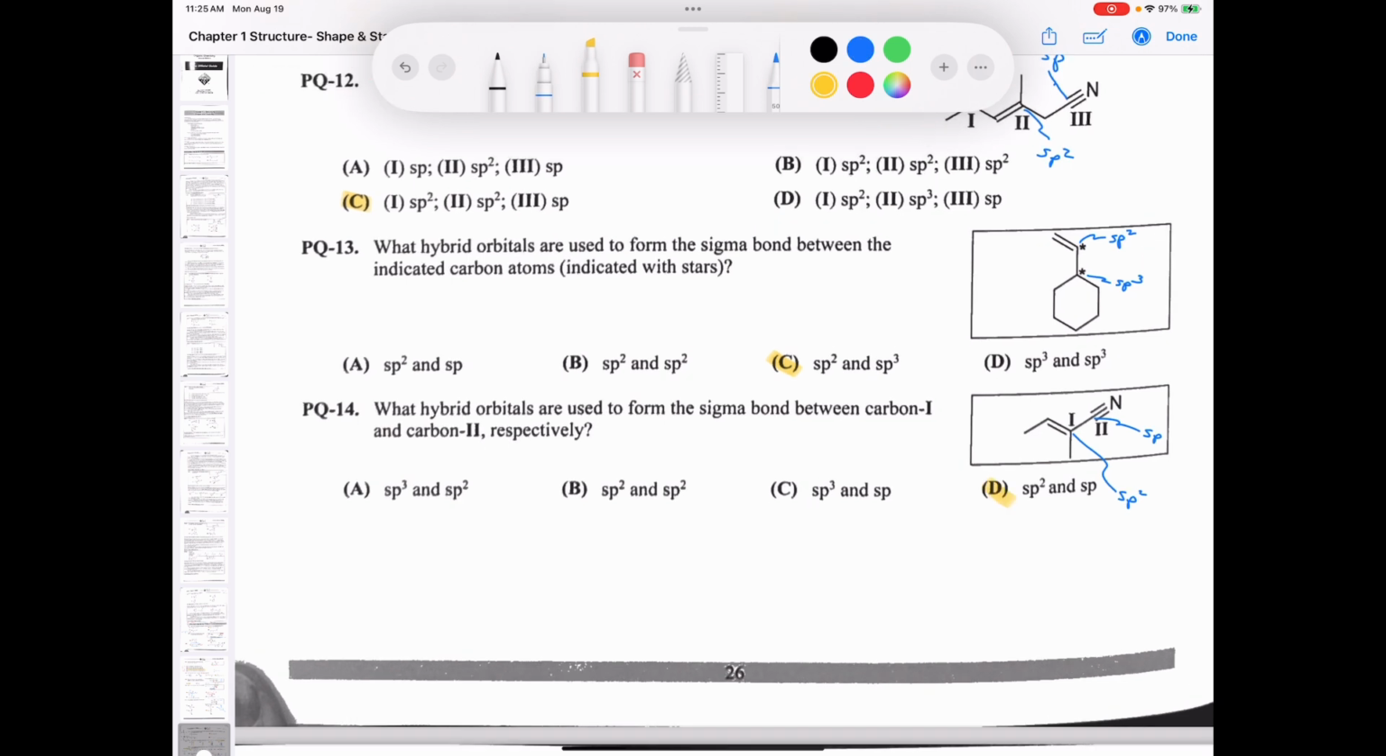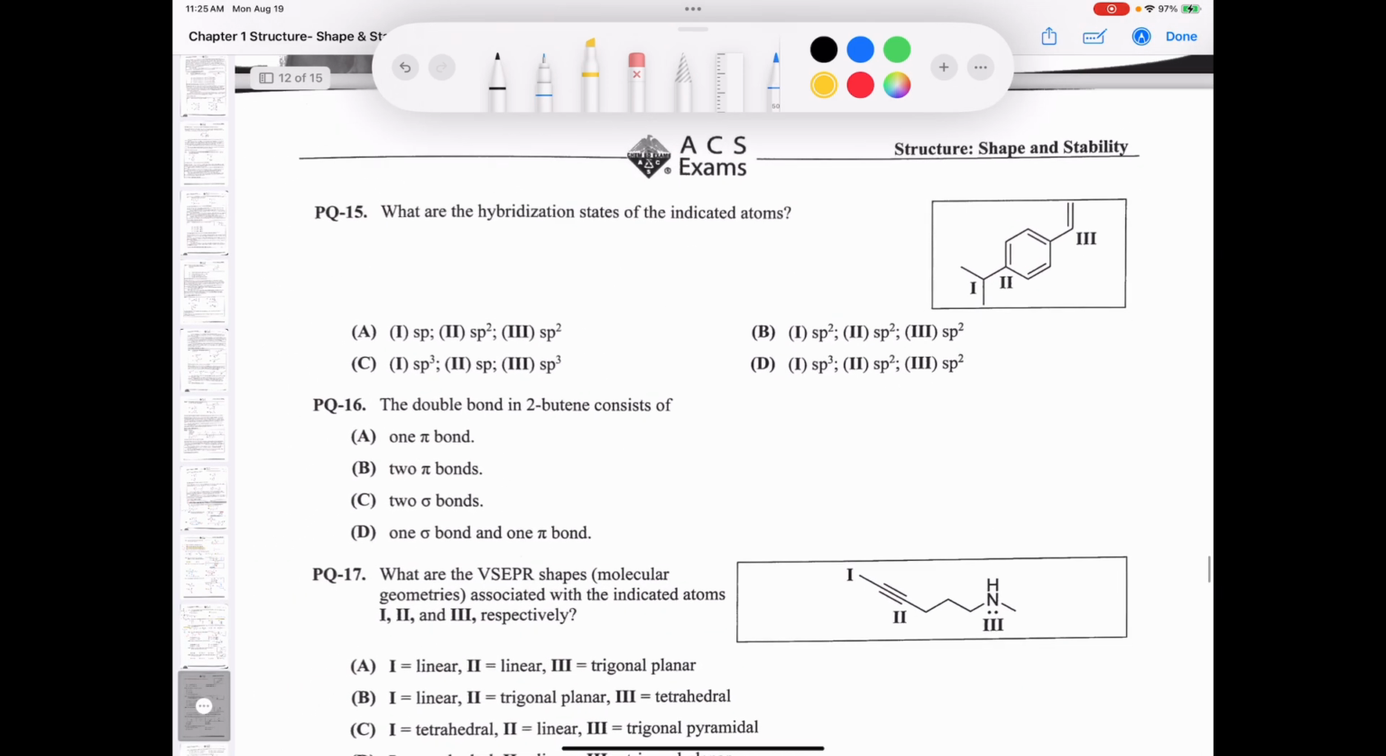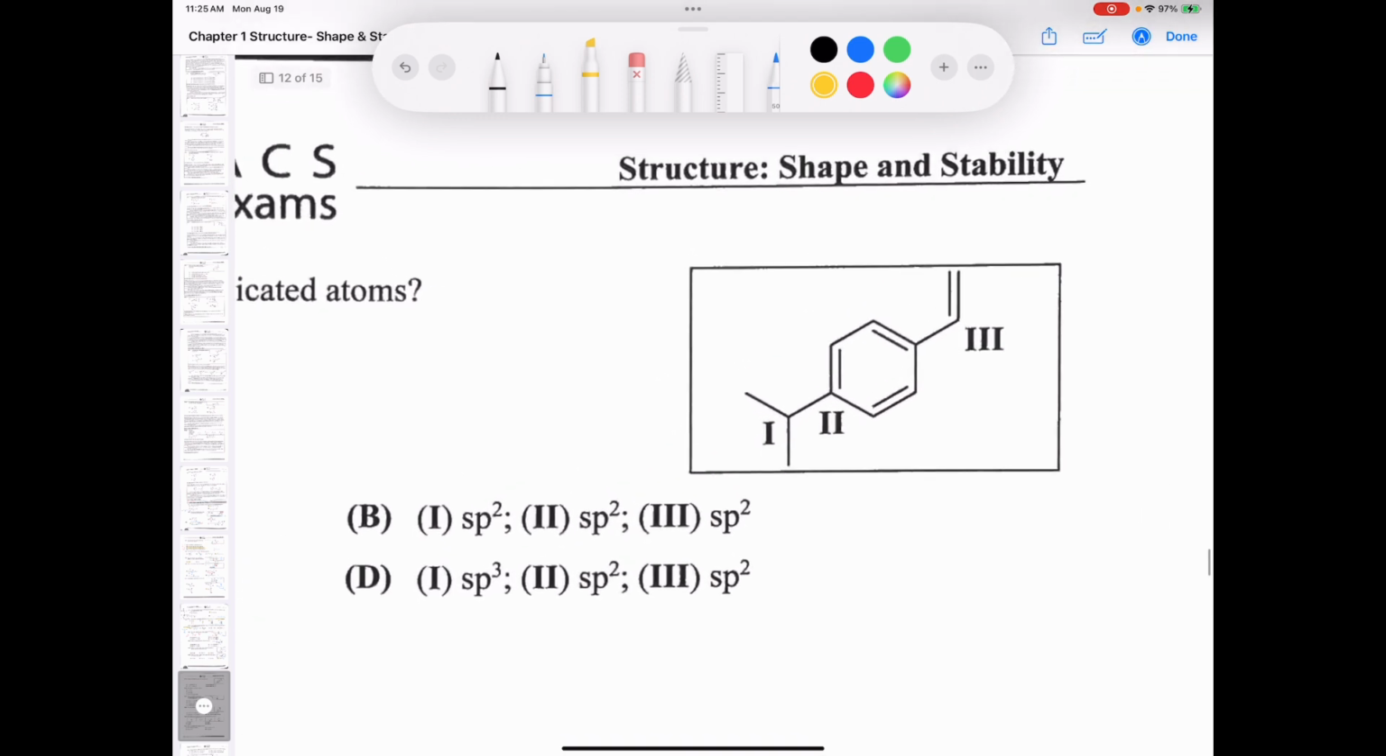All right, moving right along. Question number 15, still sticking with hybridization. What are the hybridizations of the indicated atoms? Let's try it again. If you look at number 1, the carbon has 4 single bonds. Of course, there's one that's not shown, this bond to this hydrogen. But again, this is a bond line formula.